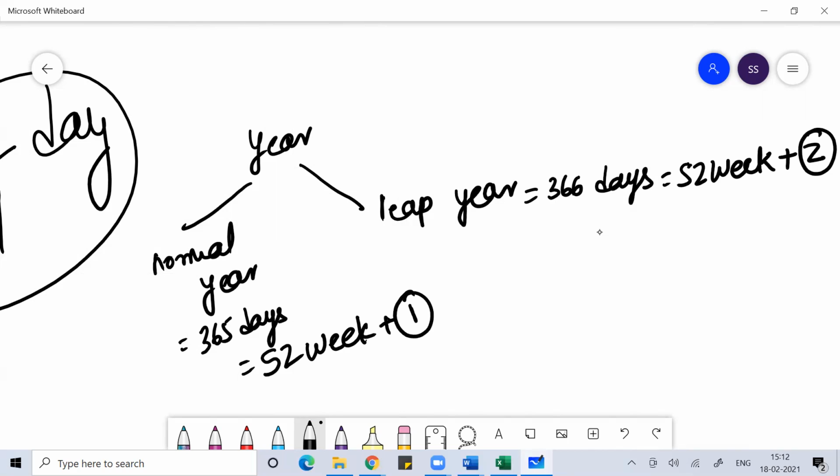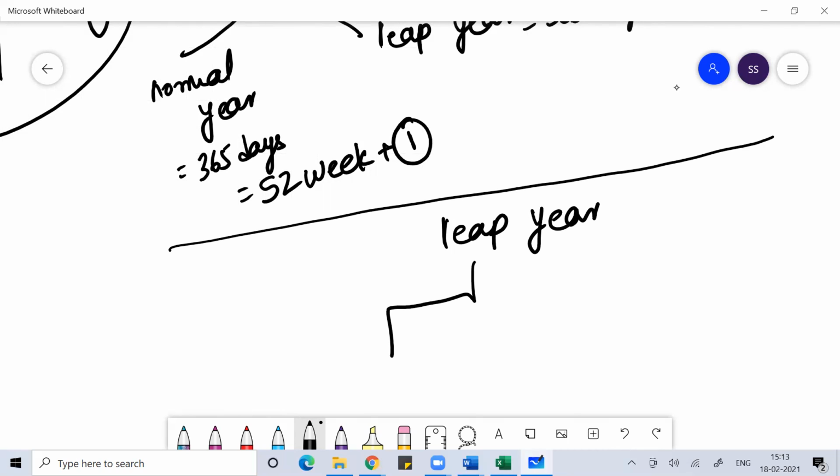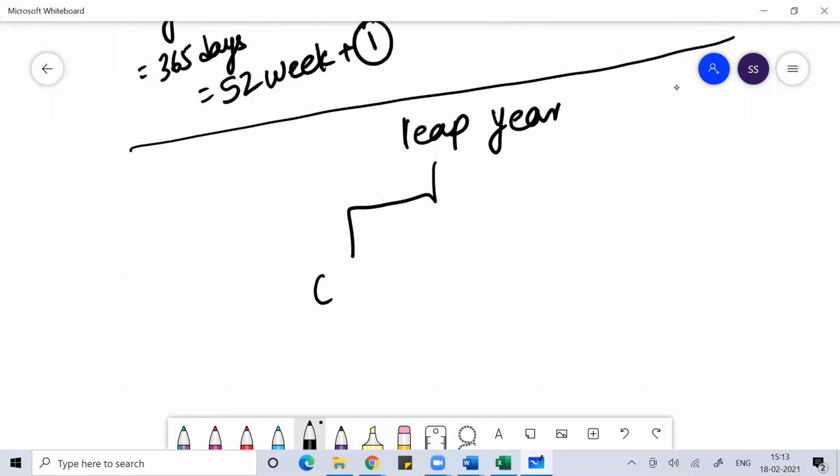When we are trying to understand a leap year, how do we define it? Normally we say that a leap year comes after every 4 years. That is the general concept of understanding a leap year, but that is not 100% true. To understand a leap year, we need to define a year in two parts. A year can be a century year, or a year can be a non-century year.